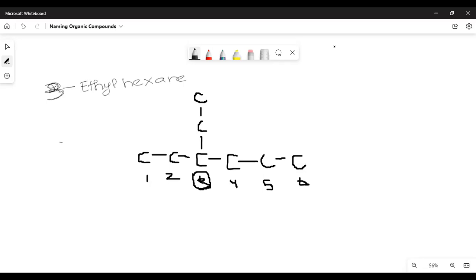Hydrogen would be here, here and here, right? Since you need to complete all four of those, and you're going to do the same with all the carbon atoms. Great. Keep going on.